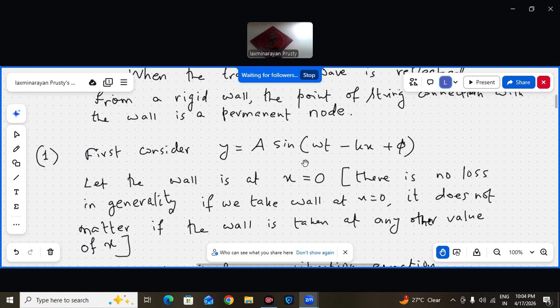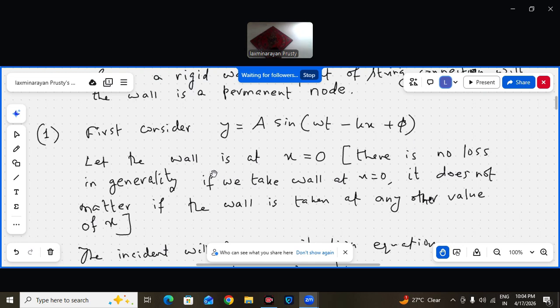So first consider the omega t minus kx form, y is equal to sine omega t minus kx plus phi. Let's put that wall at x is equal to 0. There is no loss of generality if I take the wall at x is equal to 0. It doesn't matter if the wall is taken at any other value of x also, but x is equal to 0 will make it convenient. I could have taken x is equal to 3 also, or x is equal to 2.73294, anything.